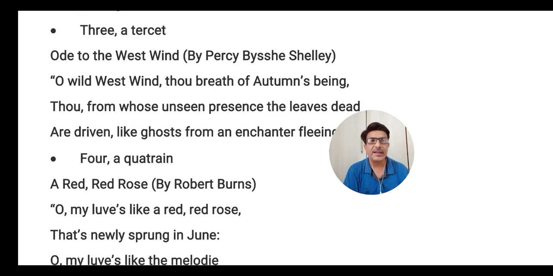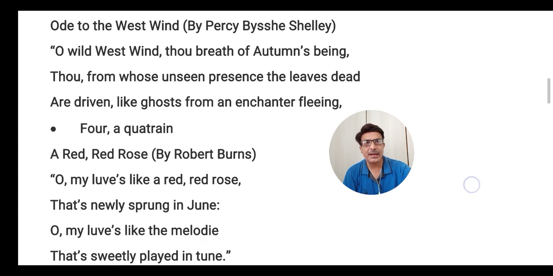Sometimes the poet uses a group of 3 lines. This group of 3 lines is known as a tercet. It is a stanza called tercet. Here we have taken one example by P.B. Shelley, a romantic poet. P.B. Shelley has written this poem, Ode to the West Wind.